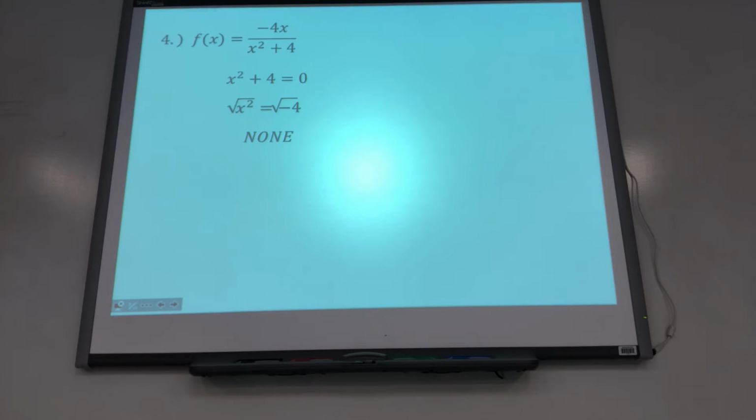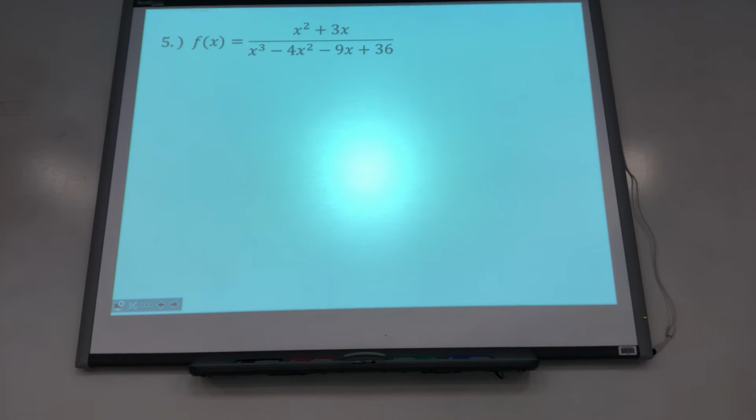Again, show your work. That's not much work there, but show it, and then again, you can always check it on your calculator if you want. You shouldn't see any vertical asymptotes for that one. All right. Now, this is our last example here. Pretty quick. Number 5, and it's a good one.